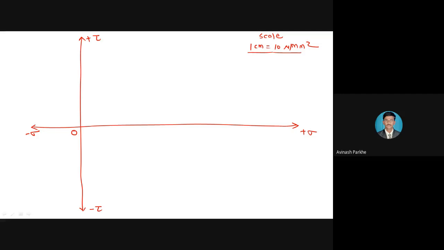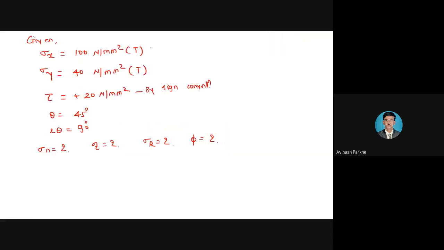So draw the vertical axis and the horizontal axis in your notebook. Give the maximum space at the right side of the origin, because the total figure you will get at the right side only, because the stresses sigma x and sigma y both are positive. Okay, so according to the scale we have selected, you have to write down sigma x is equal to 100 Newton per mm square. If I apply the scale here, 100 Newton per mm square becomes 10 centimeter. Similarly, sigma y is equal to 40 Newton per mm square. That means it becomes 4 centimeter.